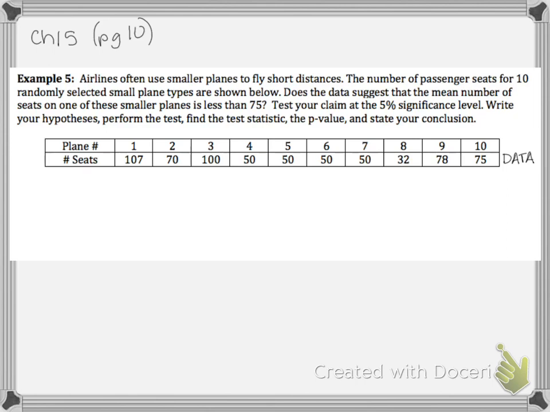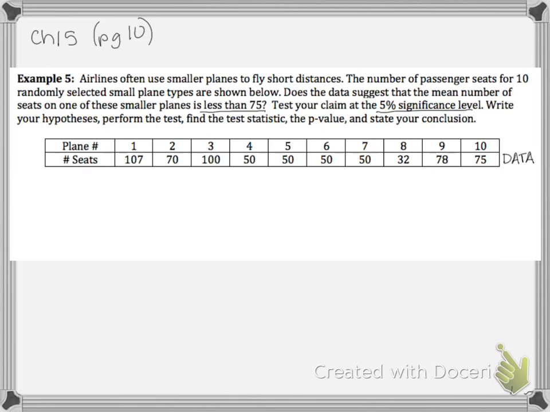Airlines often use smaller planes to fly short distances. The number of passenger seats for 10 randomly selected small plane types are shown below. Does the data suggest the mean number of seats on one of these smaller planes is less than 75? Test your claim at the 5% significance level. Write your hypotheses, perform the test, find the test statistic, the p-value, and state your conclusion.